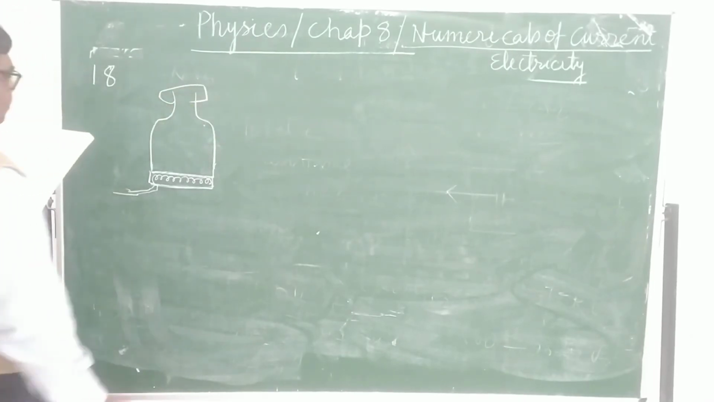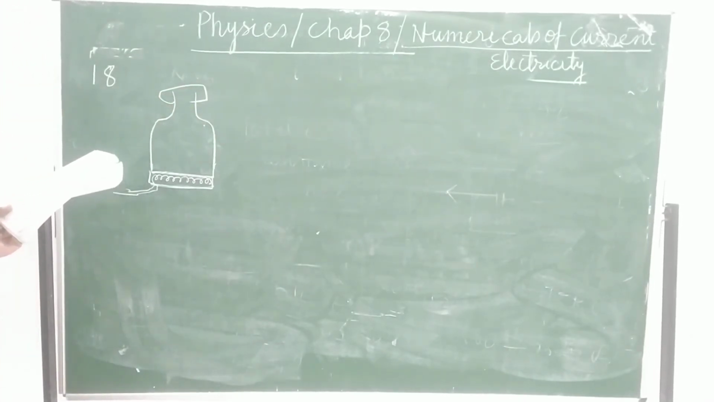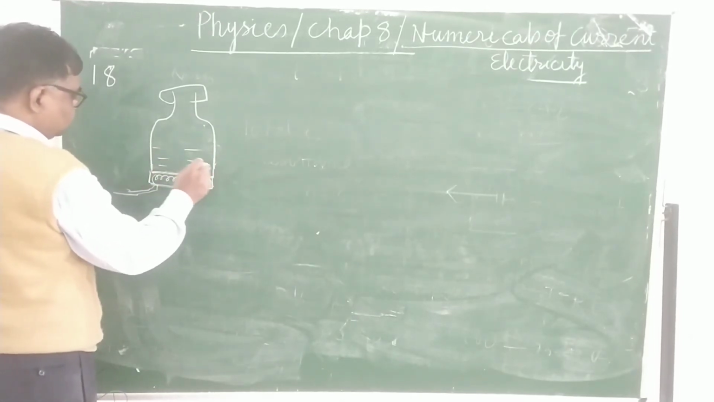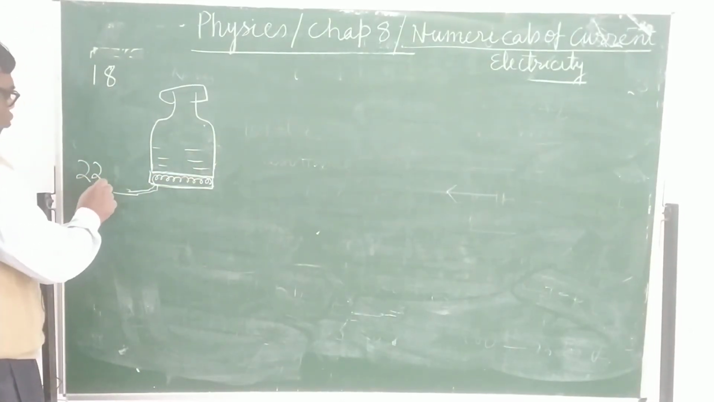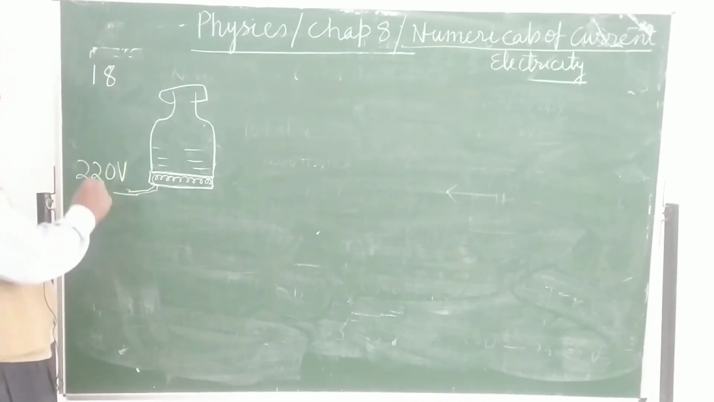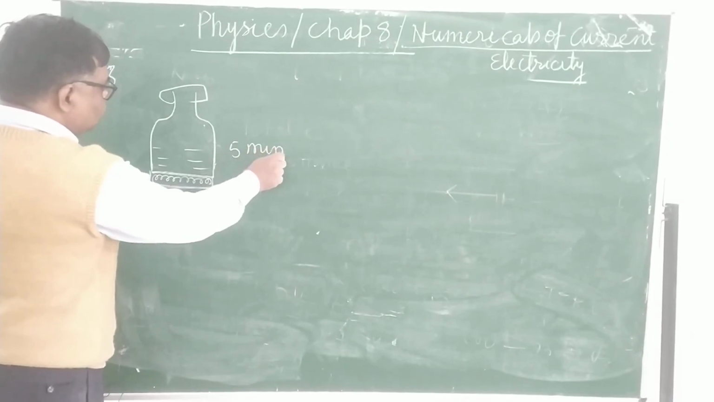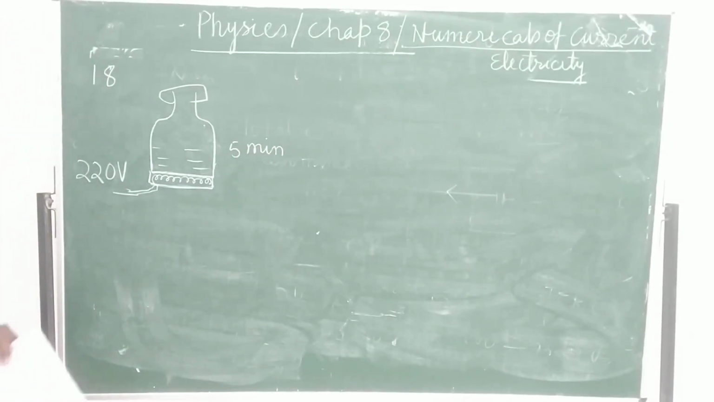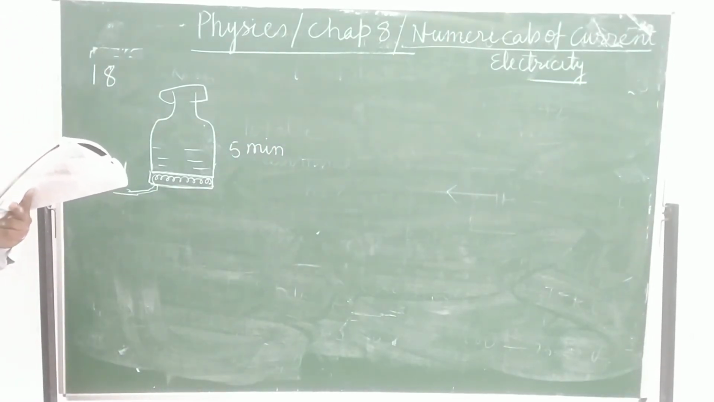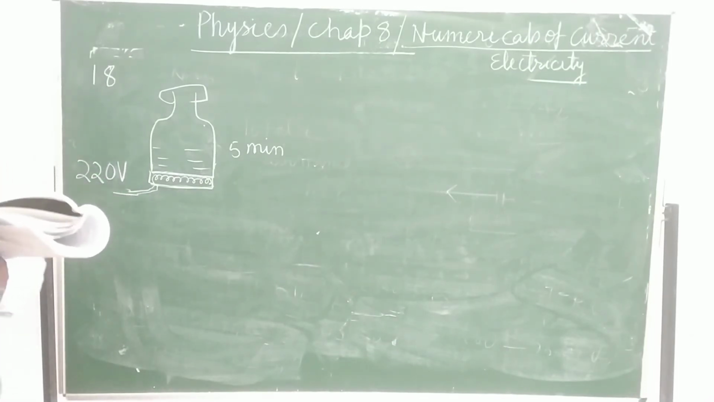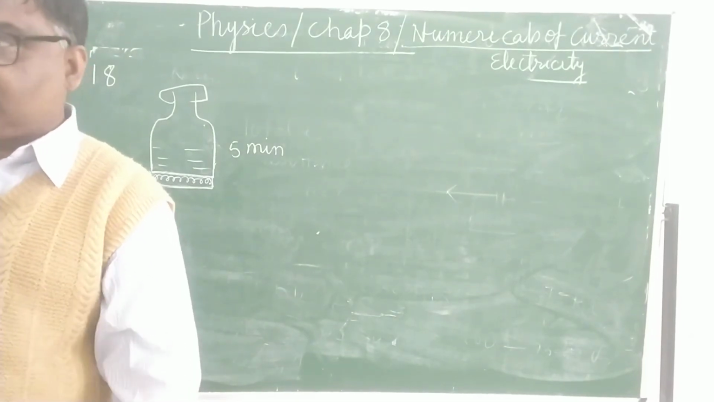ढक्कन भी होगा. So, water in an electric kettle is connected to a 220 volt supply, takes 5 minutes to reach its boiling point. Some amount of water is filled in this and it is connected to 220 volt supply, and it takes how much time? 5 minutes to reach its boiling point. What is the boiling point of water? 100 degrees Celsius. How long will it take if the supply voltage falls to 200 volt?